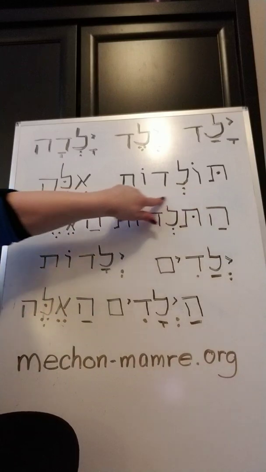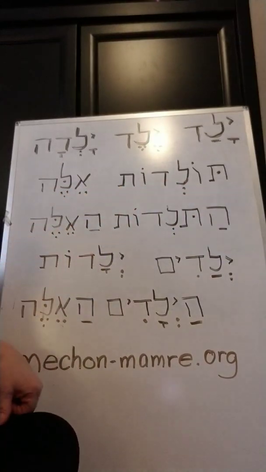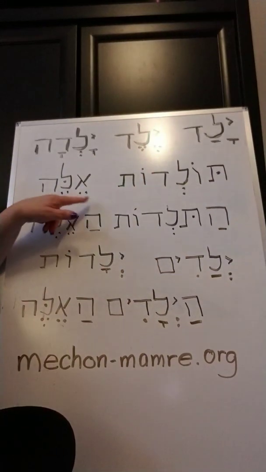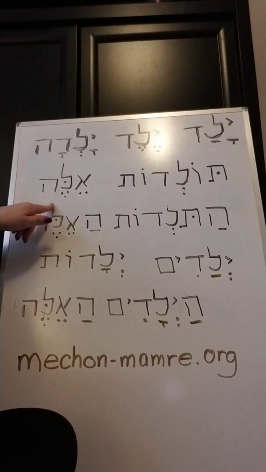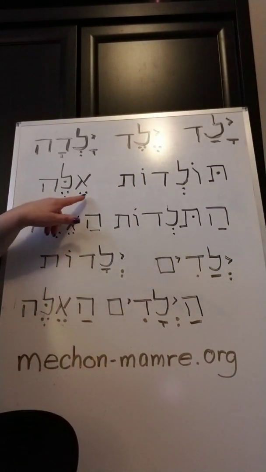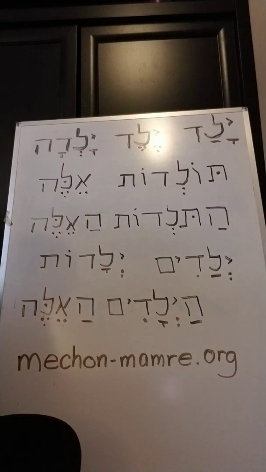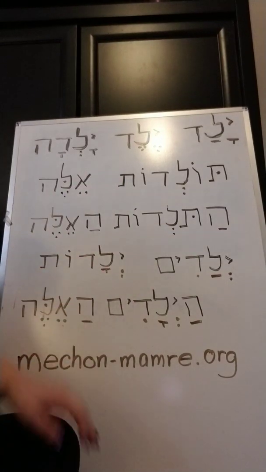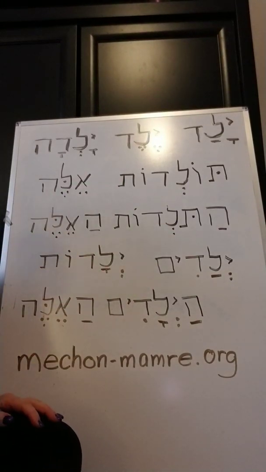Okay, so this toldot is generations, and it comes from this root. Here is a word that you'll run into a lot. It's another one of these little words, ele, and it means these. And you'll usually find it, although we're going to look at a spot in a minute where it's not used this way. This is normally how you will see it.